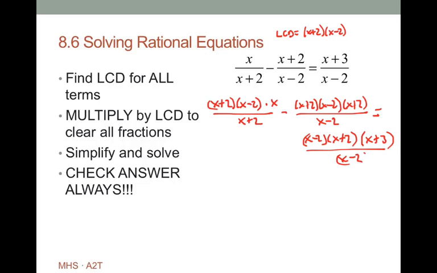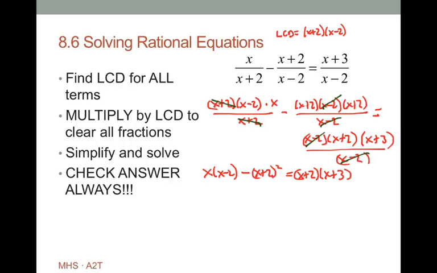Now we'll go ahead and cancel out the denominators. That was the whole goal, to clear out the denominators, get rid of them. And when we do that, we will see that we get x times x minus 2 minus x plus 2 times x minus 2, and that's going to be equal to x plus 2 times x plus 3.